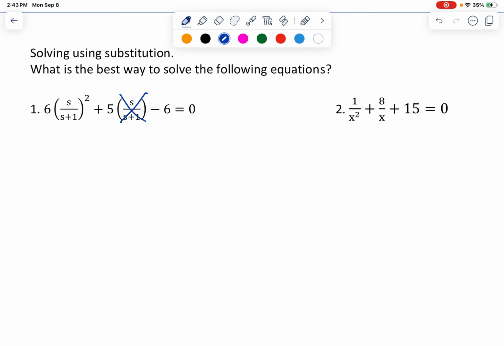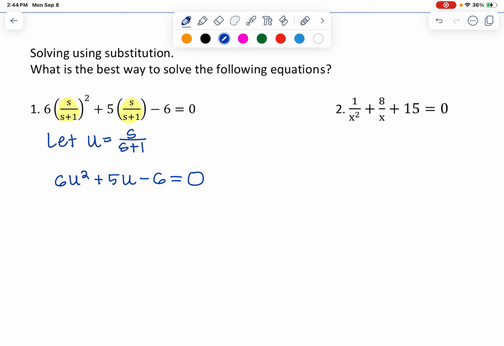Now, I said, wouldn't it be nice if this was x and this was x, so it was 6x squared? We don't tend to use x's because a lot of times the problem already has x in it. So what we use instead is the letter u. So it's called U-Substitution. We're always going to start off by saying let u equal, and then you're going to write down what you're going to put u in place of. So that's this right here, s over s plus 1. So every time I see an s over s plus 1, instead I'm going to write u. So we have 6u squared plus 5u minus 6 equals 0. And now we're going to solve this.